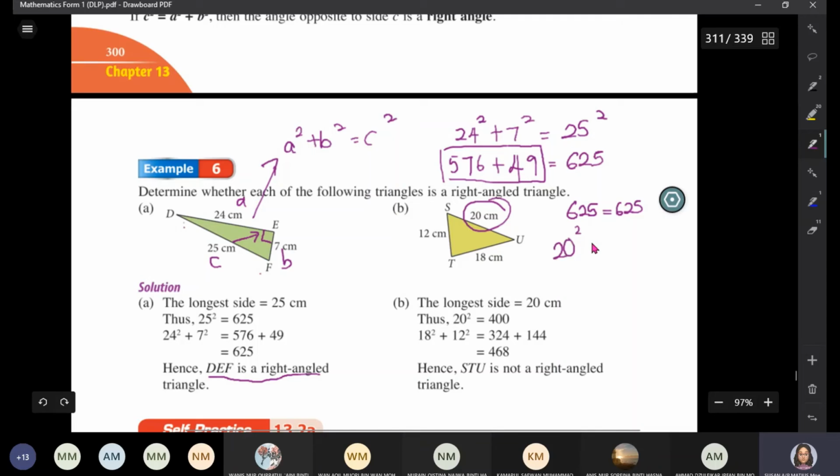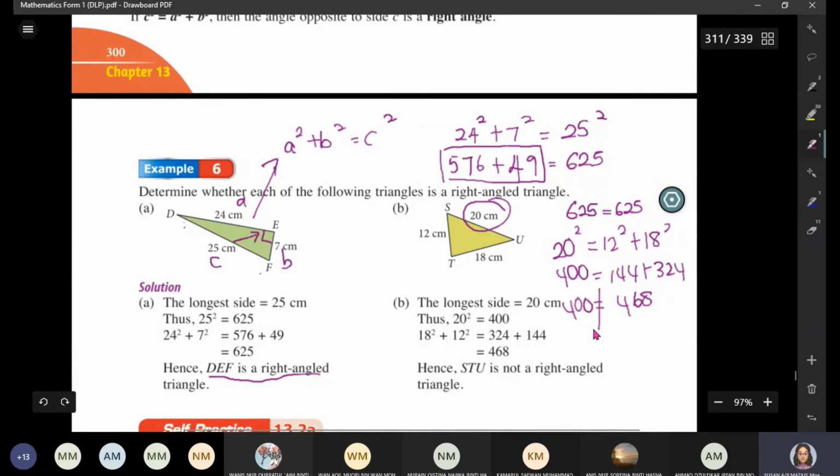So 20 square is equivalent to 12 square plus 18 square. 12 square is 144. 18 square is 324. When we add these, we will get 468. But 20 square is equal to 400. Is it the same? It's not the same, right? So when it is not the same, that means this STU triangle is not a right angle triangle.